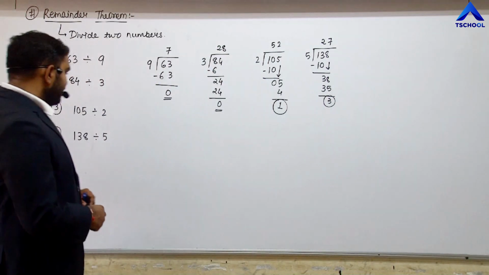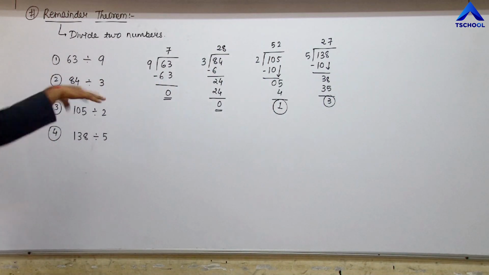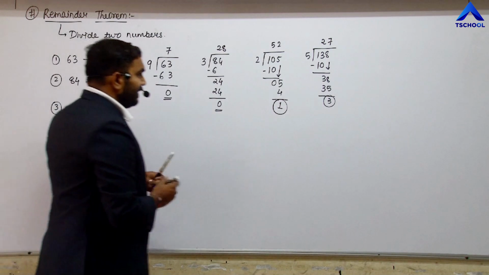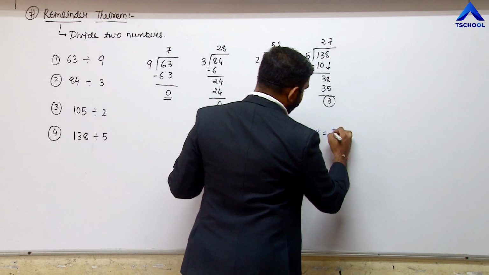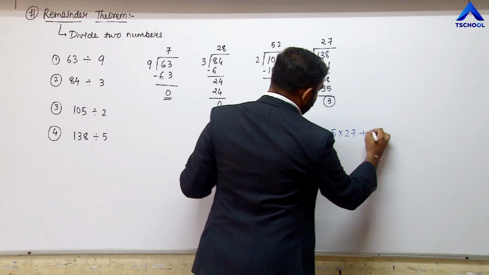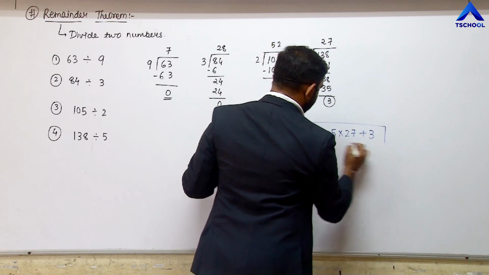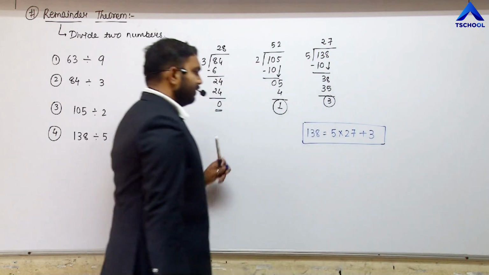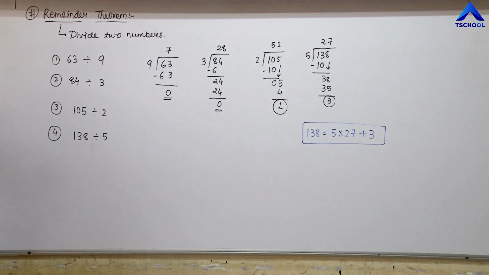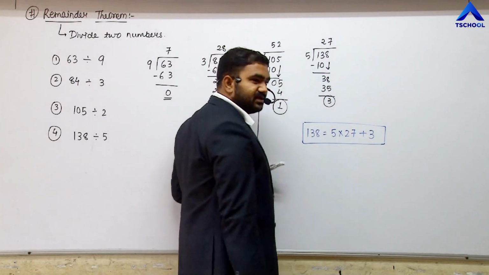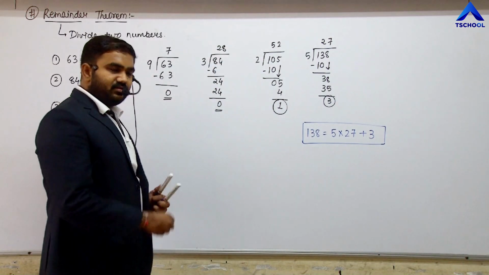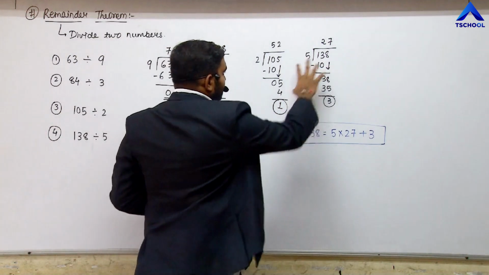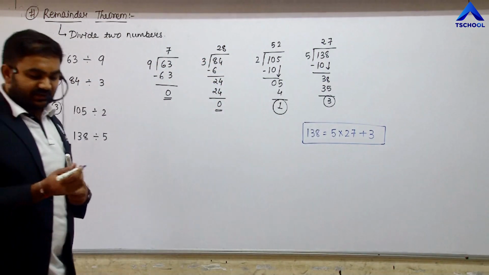Now can you see how this 138 can be written in the form of that division? Can I write it as 138 is equal to 5 into 27 plus 3? Check it friends. This 138 can be written as 5 into 27 plus 3. Yes or no? Check: 5 into 27 is 135, plus 3 is 138. Yes or no?